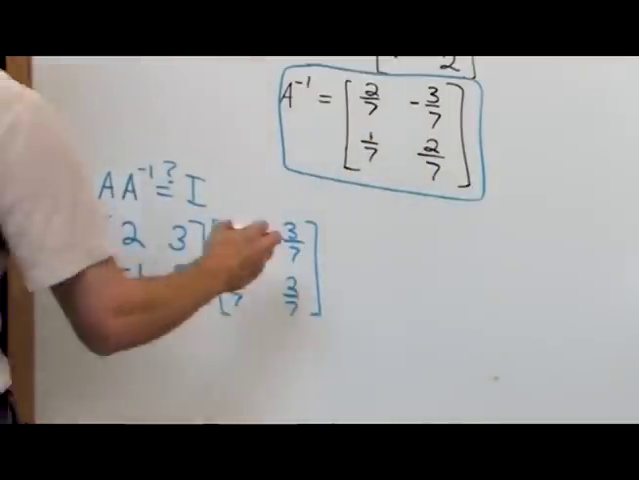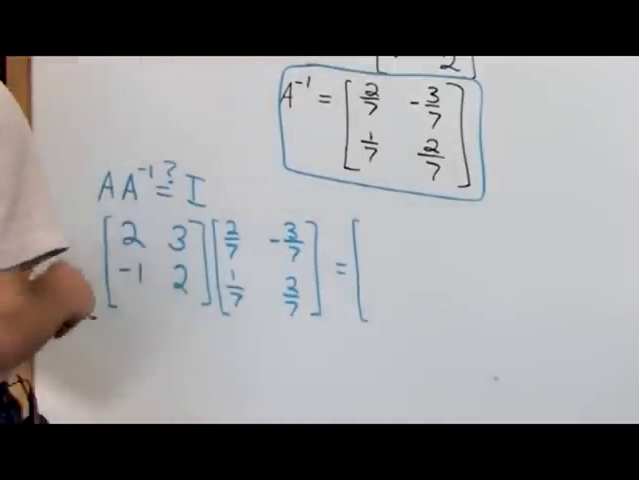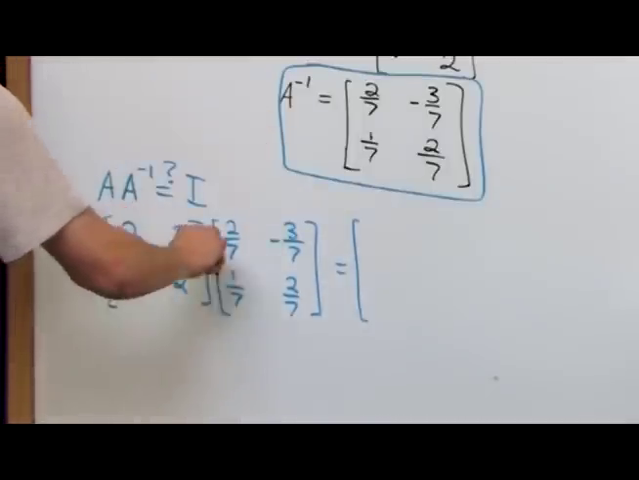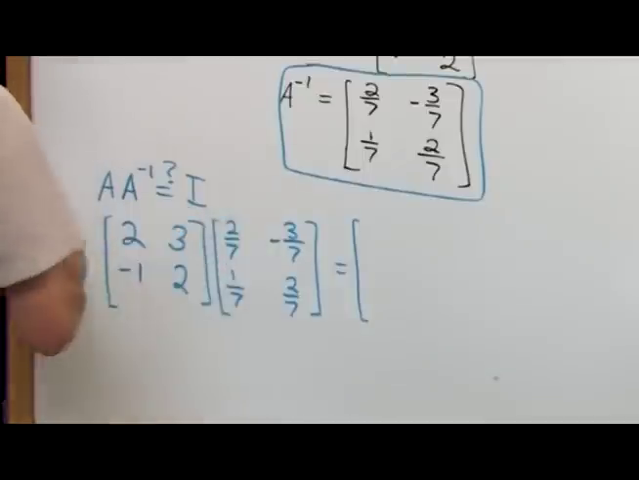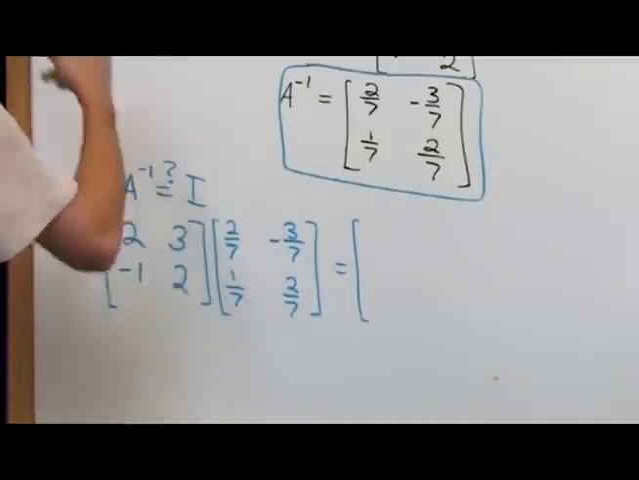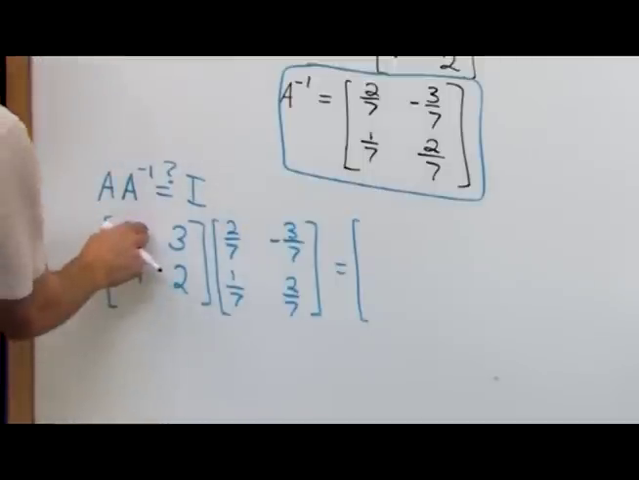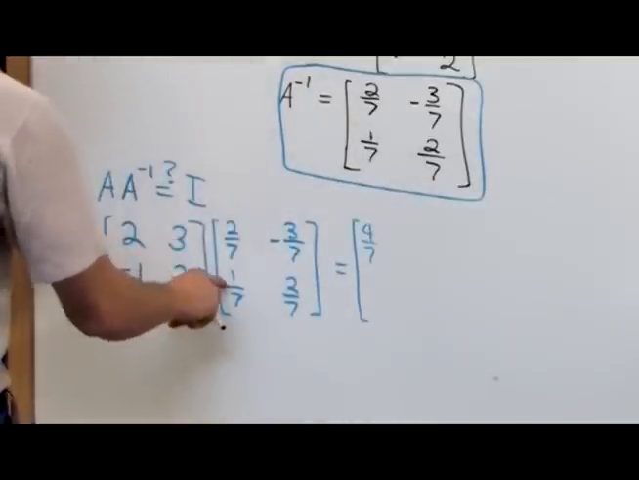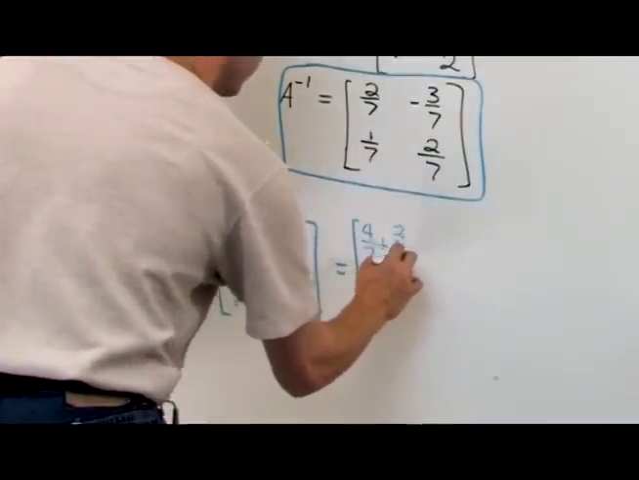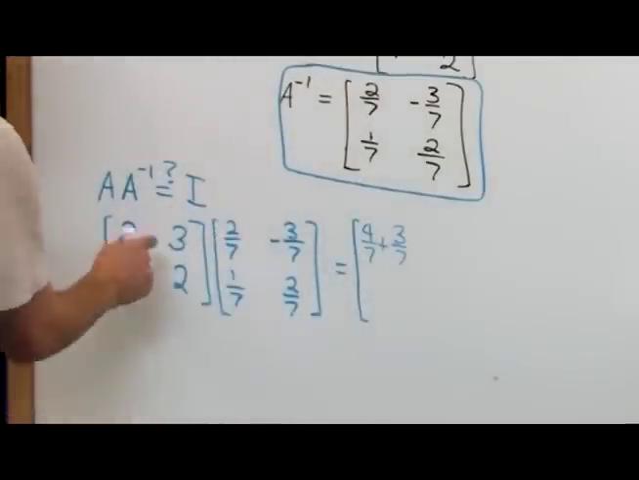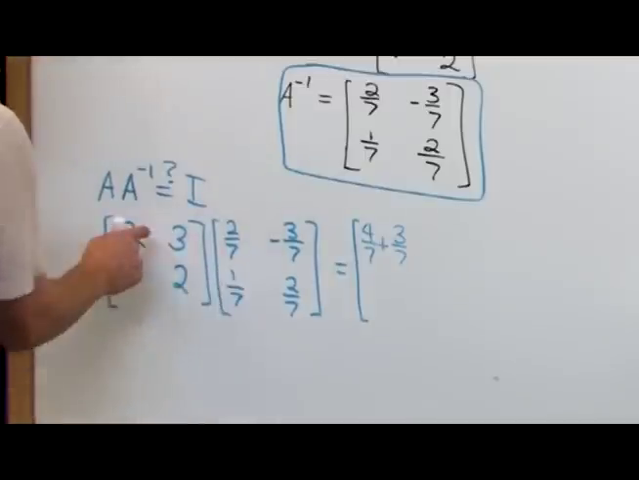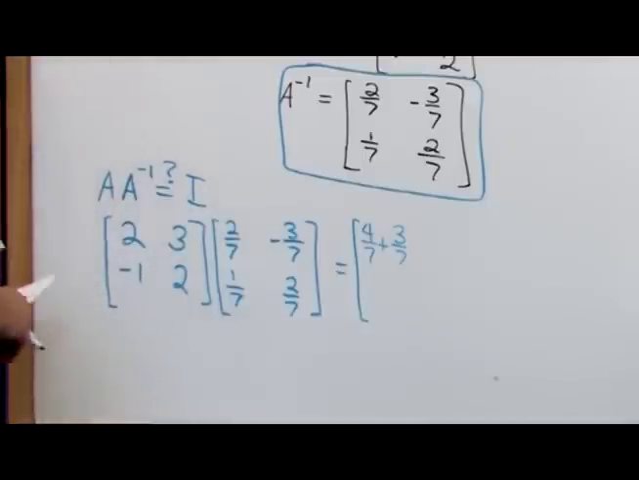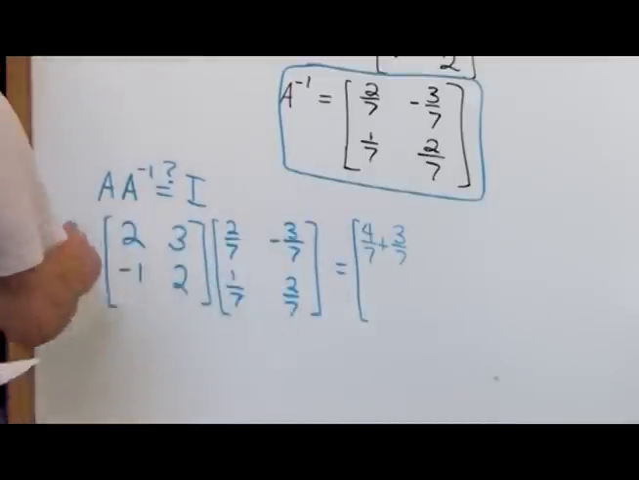That's my second matrix, and you might have to brush up your skills on how to do the matrix multiplication, but remember you go over and down, over and down. Working on the first row, you have 2 times 2/7. To not clutter the board too much, we'll just do this multiplication. 2 times 2/7 is 4/7, plus 3 times 1/7 is 3/7. Make sure you understand this. I'm going over and down: this times this plus this times this. That's the first number.